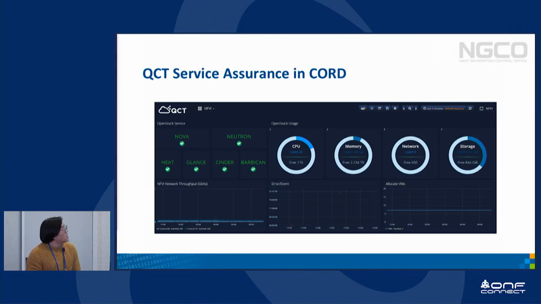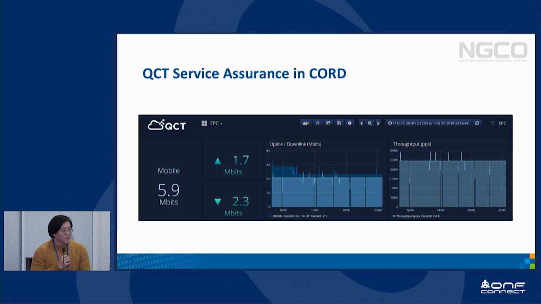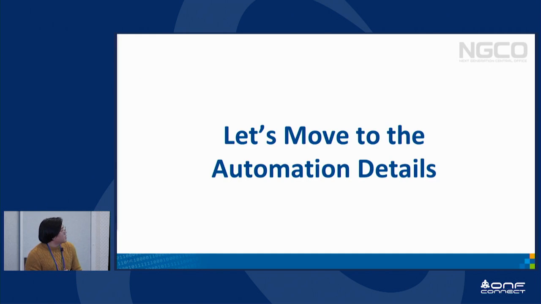We can also see the system status on the QCT service assurance web GUI. The left side shows the OpenStack service status, and the right side shows the physical hardware resource utilization. Also, we can use the service assurance to monitor the stats of the EPC service running on CORD. As you can see, here are the uplink and downlink throughput passing through the EPC services. So let's move to the automation part details.